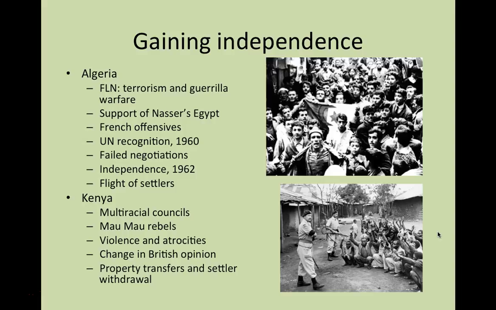There was a change in British opinion, both popular opinion and governmental opinion. Even some of the settlers, some of them, of course, were angry and intransigent and wanted to hold on to their possessions, but many of them saw it increasingly as a risky proposition to stay in Kenya, and so the British set up systems of property transfer, and most of the white settlers ended up moving away from Kenya.